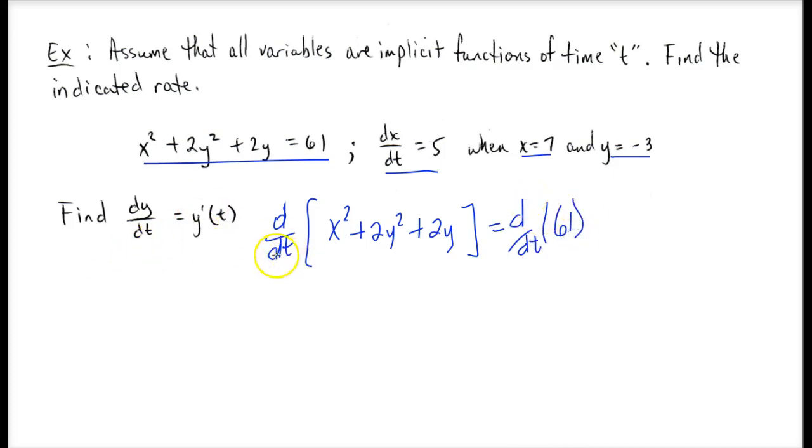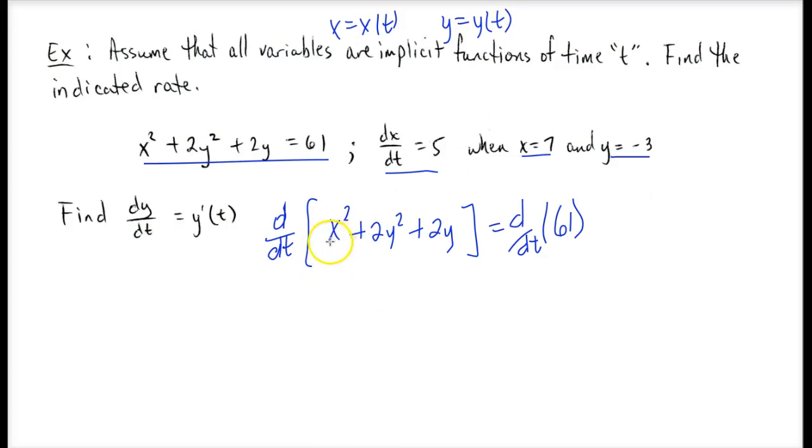And so since t does not match any of these variables here, we're assuming that x is a function of t. We're assuming that y is also a function of t. So we'll be employing the chain rule in all these terms whenever we take the derivative of it.